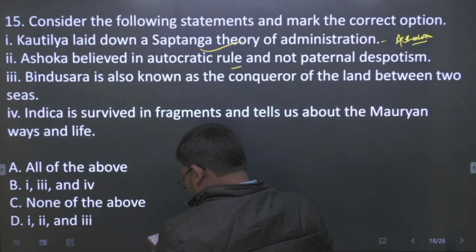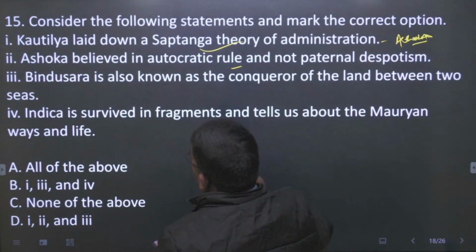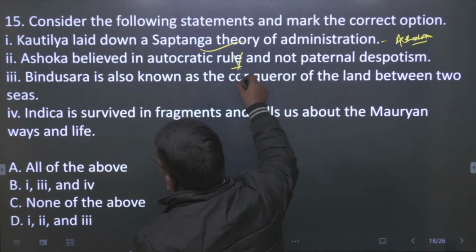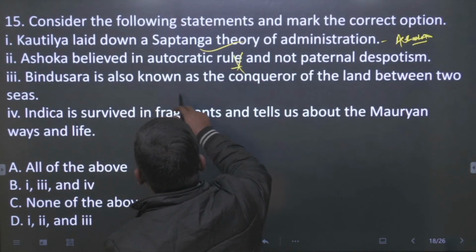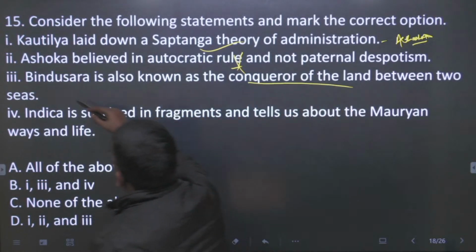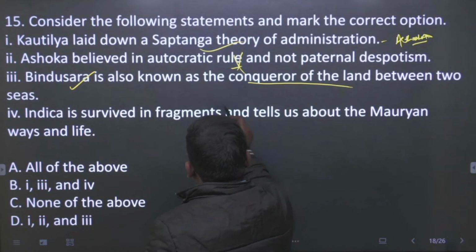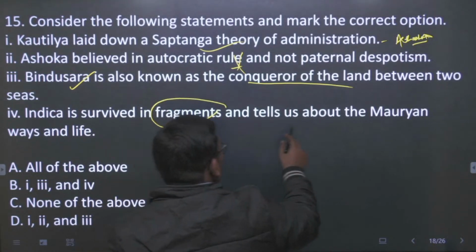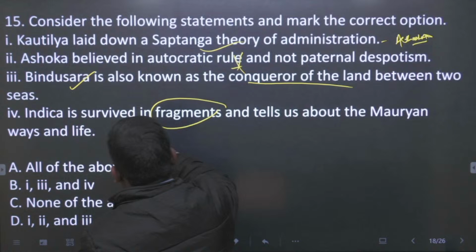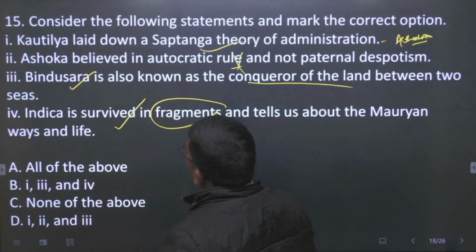Bindusara, so the next will be Bindusara, so this will be false. Bindusara is also known as a conqueror of the land between two seas. Yes, true. Indica has survived in a fragmented manner, and it tells us about the modern empire, the ways of life and all. So yeah, it is true. So statement 2 will be false.